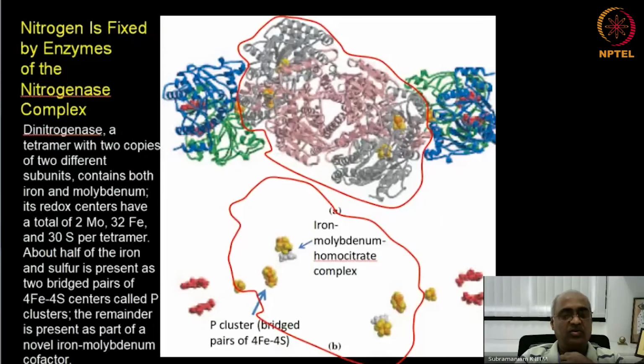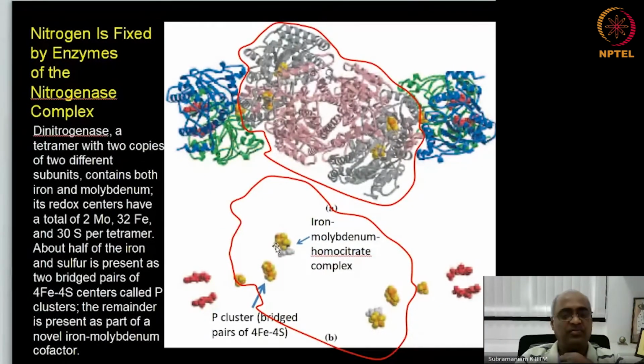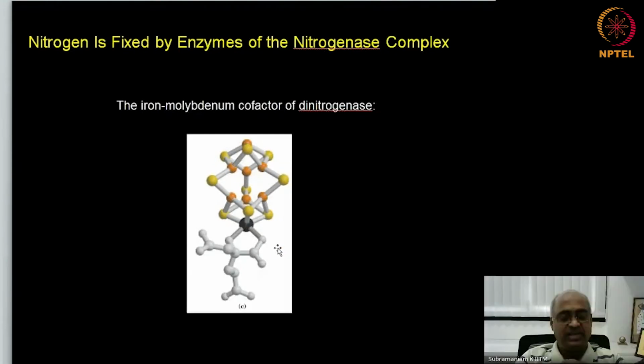This is a close-up of the iron molybdenum homocitrate complex, because we are encountering this only here and nowhere else. This shows the structure. This black one is the molybdenum. We do not know why molybdenum is specifically chosen for this. We do not have such an elaborate answer as we had for manganese in the water splitting complex. Here the orange ones are the irons, the yellow ones are the sulfur, this is the molybdenum, and these gray ones are the homocitrate.